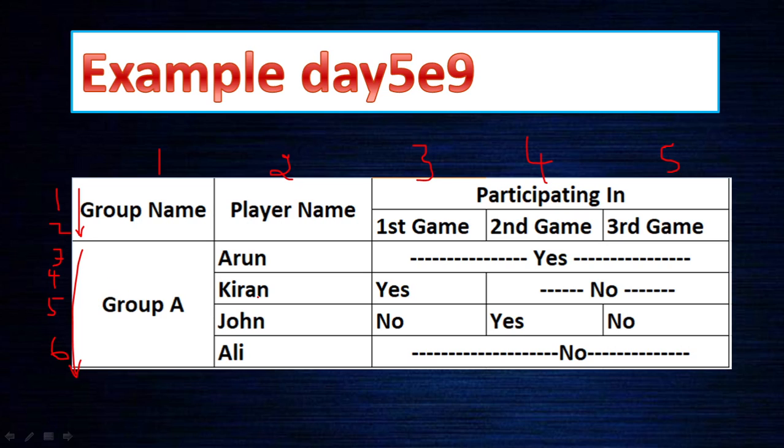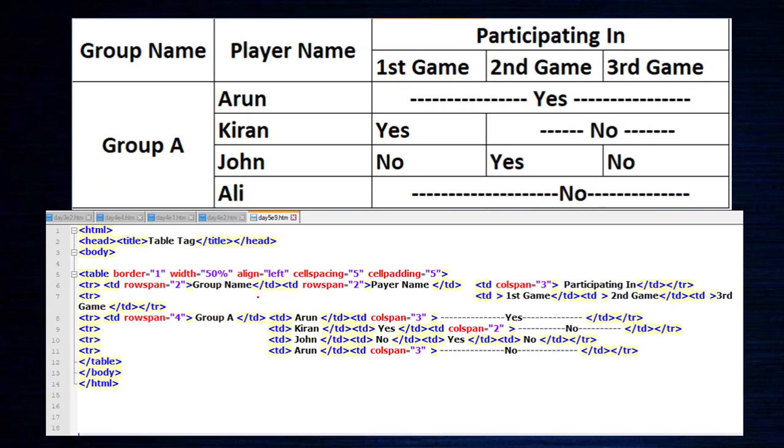Now how do we write this? Let me write it. Here is the corresponding code. You have a table tag and a closing table tag here. Then you have the first row. In the first row, rowspan is equal to 2. So there are 2 rows to be spanned here. This is the group name. And in the TD, again rowspan is equal to 2 here.